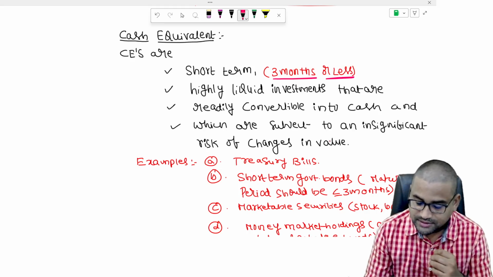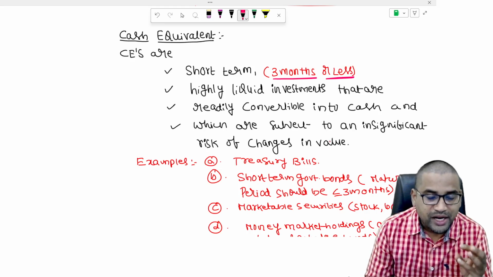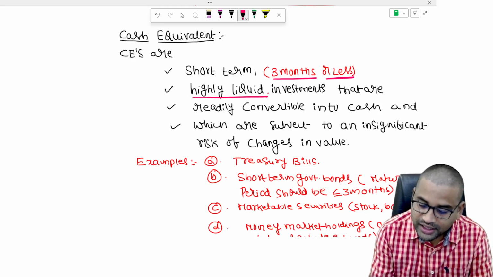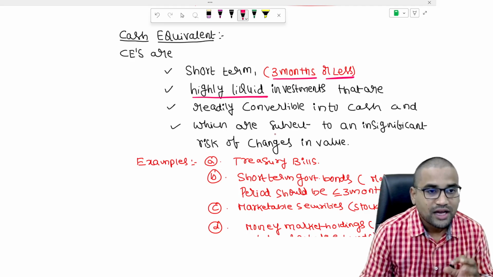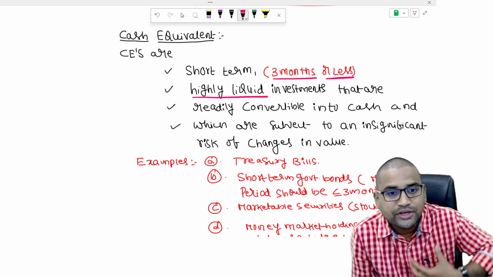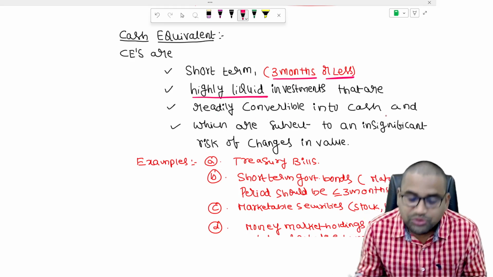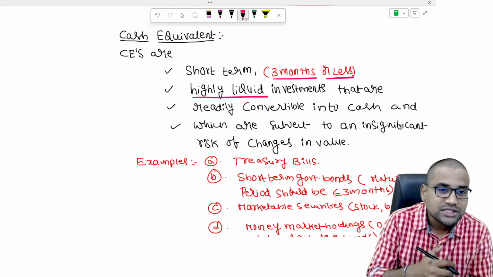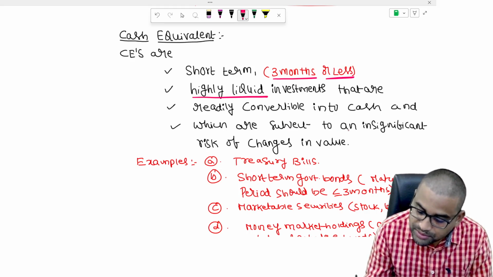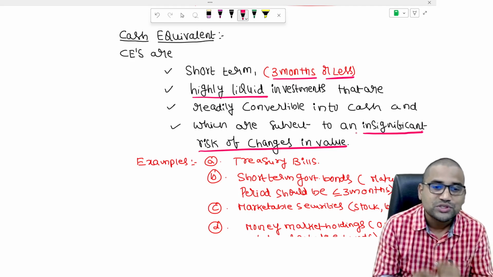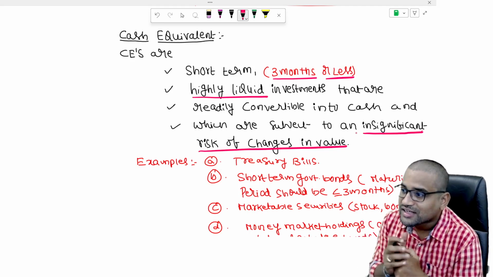3 months or less. So investment made for 3 months or less. Highly liquid investments. Highly liquid means that it can be converted into cash at any point of time. Readily convertible into cash. And which are subject to an insignificant risk of change in value. This is most important. Insignificant risk.